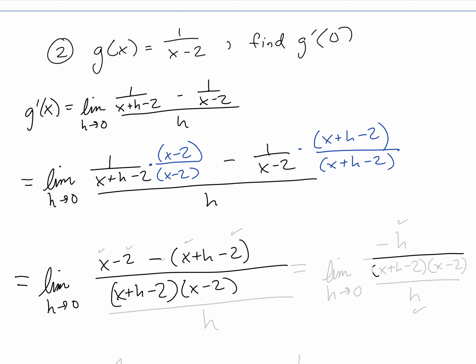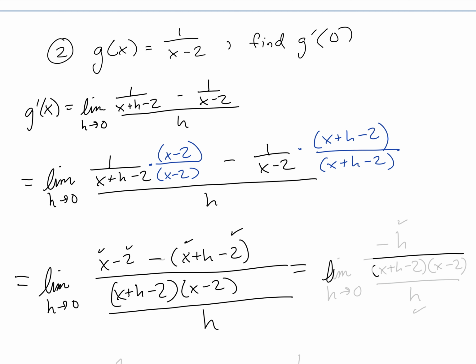And so let's see what simplifies now. I've got an x and a negative x, and I've got a negative 2 and a negative 2, so a positive 2. So those cancel out with each other. And what have I got left? This was all divided by h. Sorry about that.